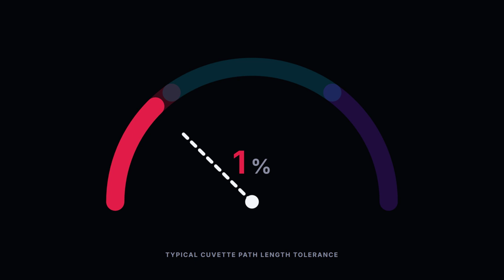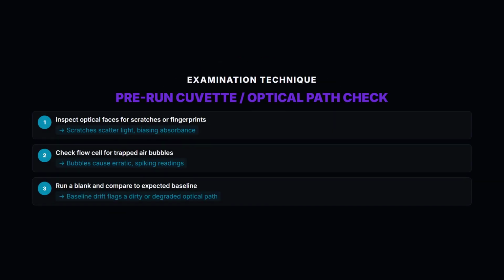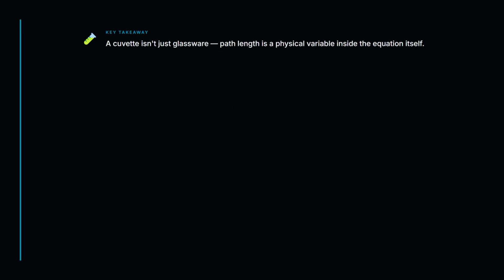Before trusting any run, a quick physical check of the cuvette pathway pays off. Confirm there's no visible scratching or fingerprint on the optical faces. Check for trapped air bubbles in a flow cell, and verify the blank reading matches your instrument's expected baseline. Build that into a standing QC habit rather than a one-off check. Verify cuvette cleanliness, confirm matched path length across a cuvette set, and log any blank drift over time so a slowly fouling optical path gets caught before it affects patient results. A cuvette isn't just glassware, it's a physical variable sitting directly inside the Beer-Lambert equation, and it deserves the same QC discipline as your reagents.